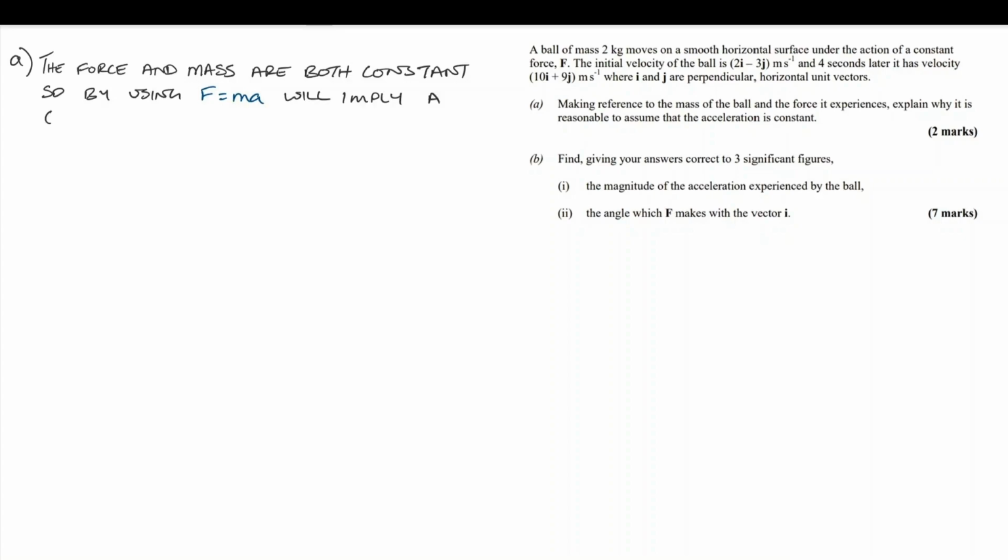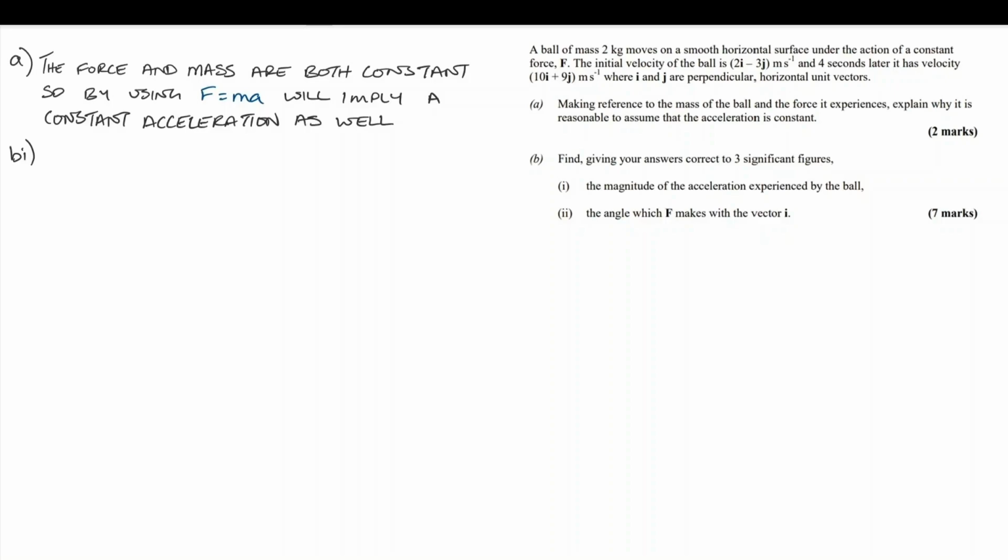We're first asked to make reference to the mass of the ball and the force it experiences, and explain why it's reasonable to assume that acceleration is constant. Well, we have been told that there's a constant force being applied. And there's no reason for the mass to be changing, so the mass is also constant. So, just thinking about F equals ma, if both the force and the mass are constant, we can reasonably expect that the acceleration is also going to be constant. Because we have those two constants in force and mass, we can anticipate acceleration being constant as well.